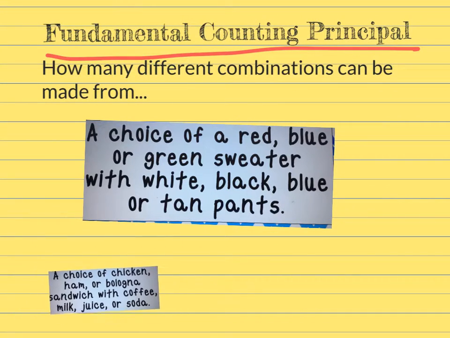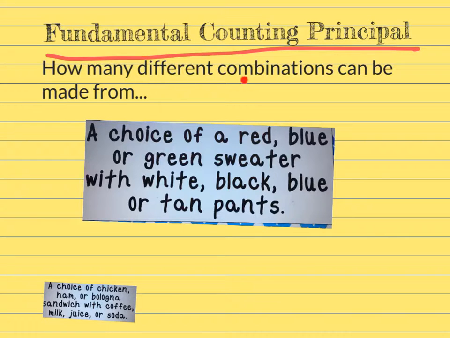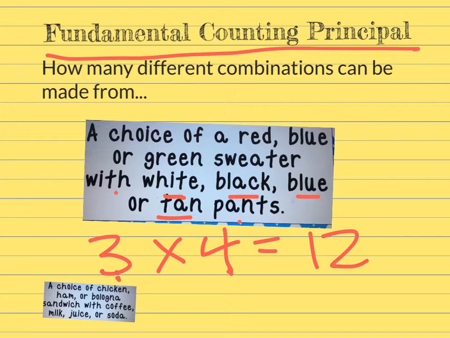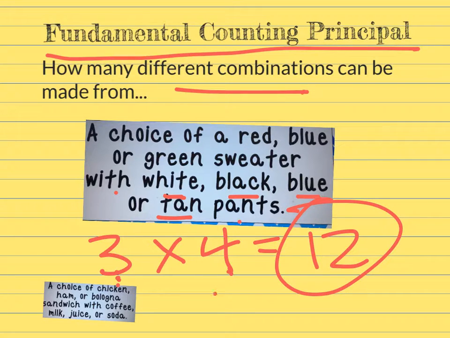So for this problem, we're going to try to find how many different combinations can be made from a choice of a red, blue, or green sweater. So that's 3 different choices of color. So I'm just going to write 3. And then I can choose from a white, black, blue, or tan pair of pants. So 4 different choices of pants. So if I multiplied those 2 together, 3 different choices of sweater times 4 different choices of pants, that gives me 12 different combinations. And so to figure out all the different combinations, I wouldn't have to draw a tree diagram. I can just multiply the number of choices together to get my total outcomes.